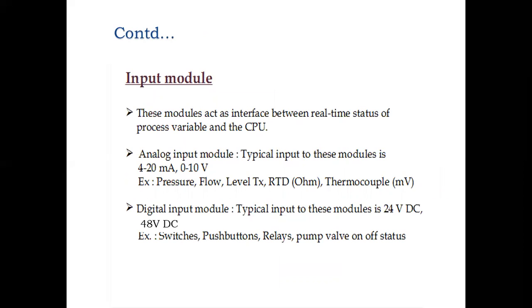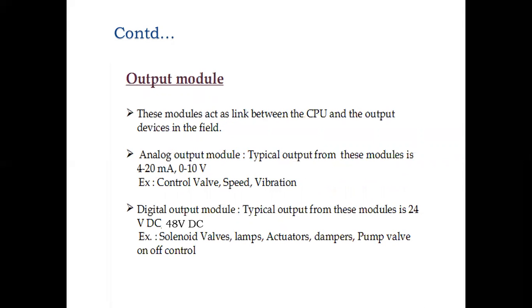The input module acts as the interface between the real-time status of the process variable and the CPU. For an analog input module, the typical input is 4 to 20 milliamp or 0 to 10 volt, from sources such as pressure, flow, level, RTD, and thermocouple. For a digital input module, the typical input is 24 volt DC. Examples are switches, push buttons, relays, pumps, and valves with on-off status.